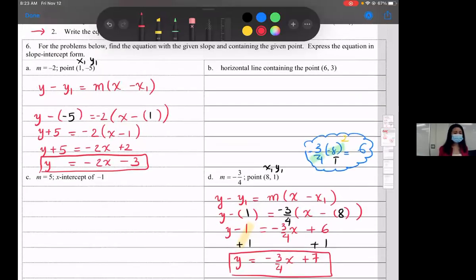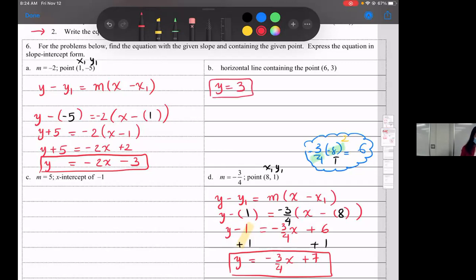I want you to come up with problem B. Tell me what the equation is. A horizontal line. So when you hear horizontal line, the first thing you're thinking is what? Is it y equal or x equal? Y equal, right? Horizontal, y equal. So y equals some number, right? What number you think it would be? Yeah, y equal 3 right here. That's your y. Well, it can't be 6 because 6 is the x value. So the only thing you can do is y equal 3. Y equal 3. Done.